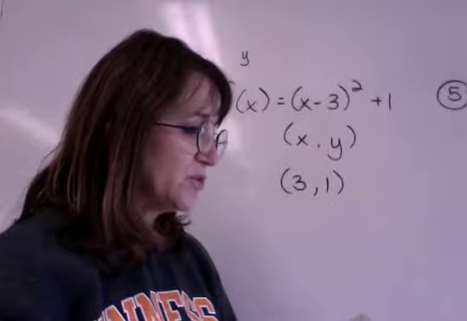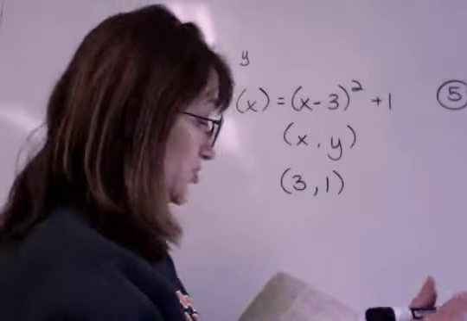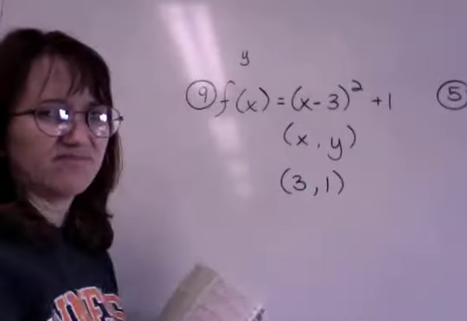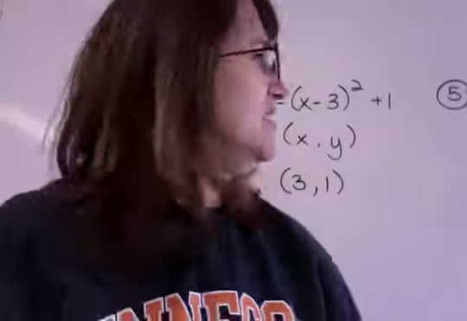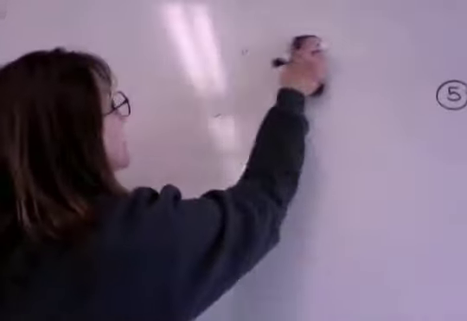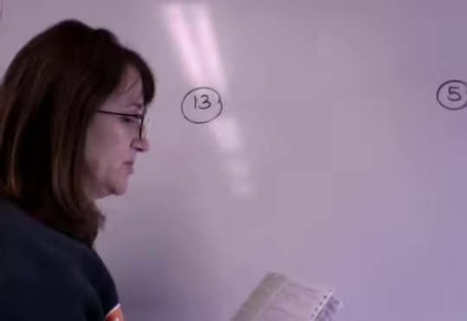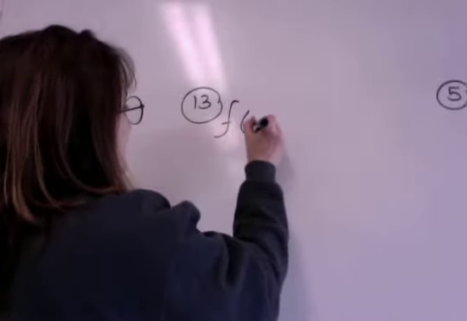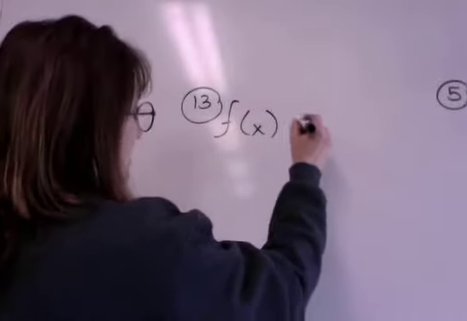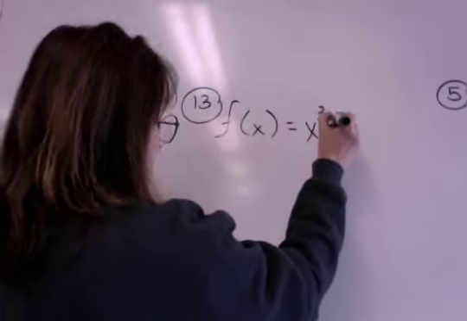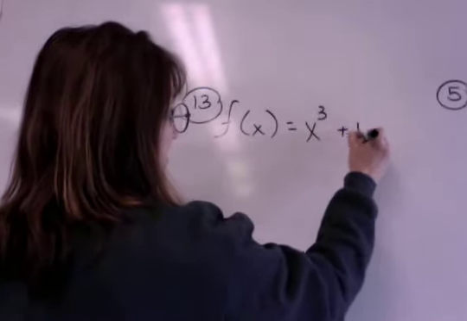Now let's look at a cubed function down here. I've circled 13. I think I'm just going to erase. I'm getting tired of moving. So let's look at 13. If we look at 13, I have a cubed function that's got f of x, and it is x cubed plus 19.